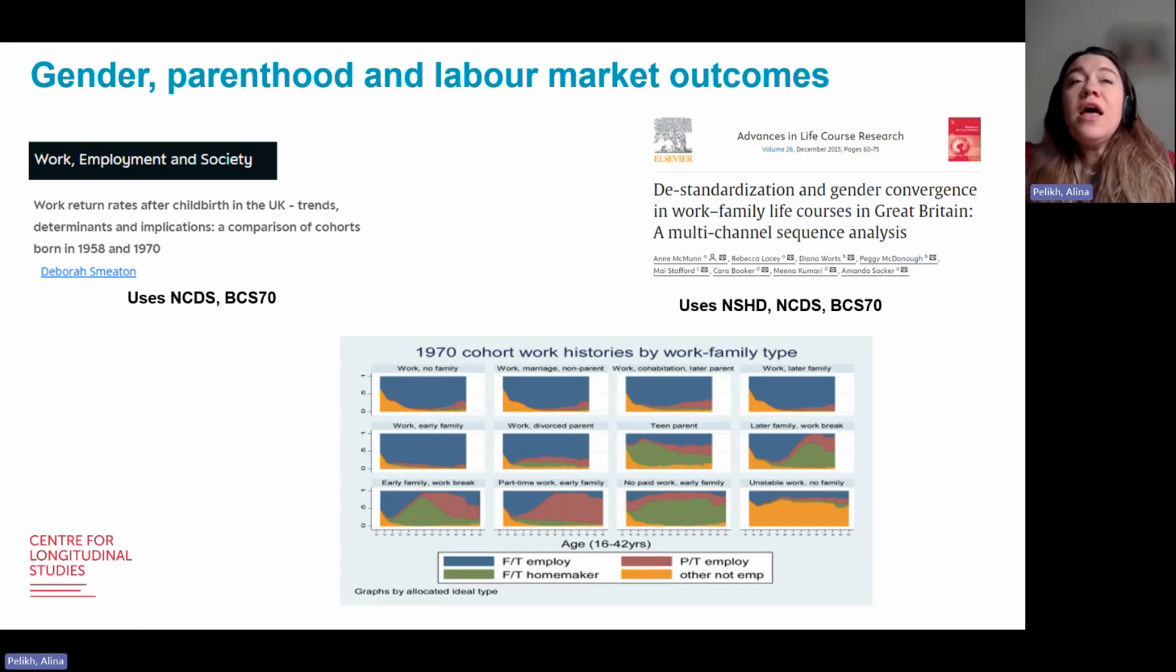The cohorts have been used a lot to study the gender pay gap, and in particular what happens after the transition to parenthood. For example, a paper on the left looks at the work returns after childbirth in the UK: trends, determinants and implications. It uses the breadth of data on occupation and employment conditions, and how it affected whether women returned to work and how quickly women returned to work in the two cohorts.